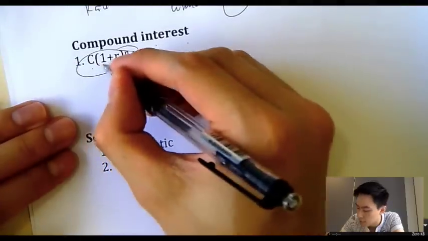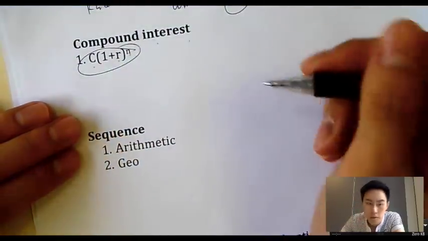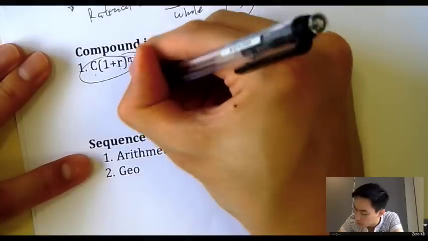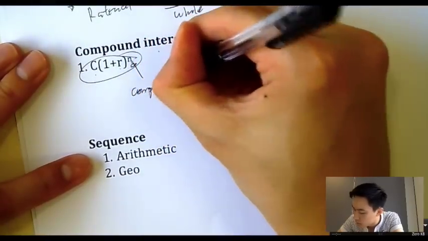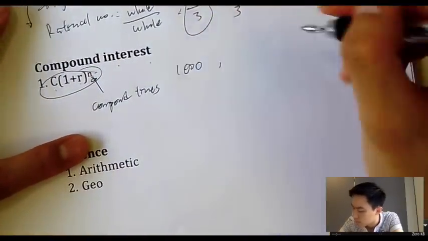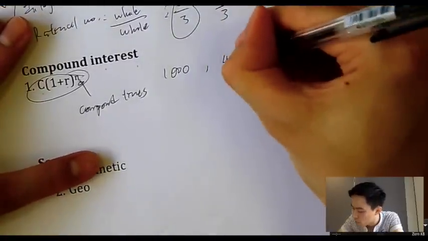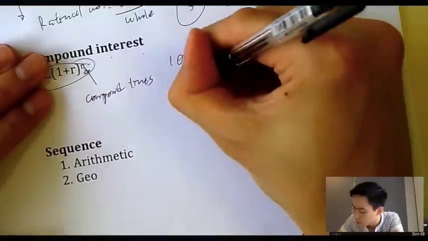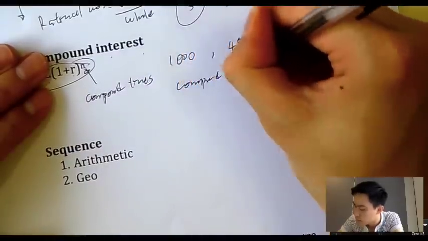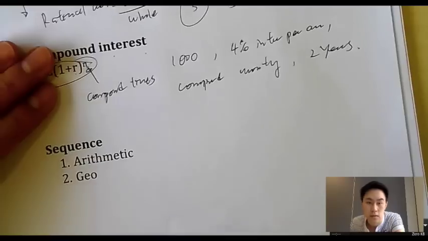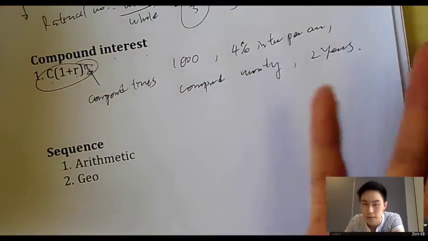C times (1 plus r) to the power n. But you need to know that the power n here is not the number of years. It's the number of compounding times. What does that mean? Let me give you an example. If you put 1,000 into the bank, and they offer you 4% interest per annum, compounded monthly, and they ask you what you get after 2 years. It's usually like this, for 3 marks.